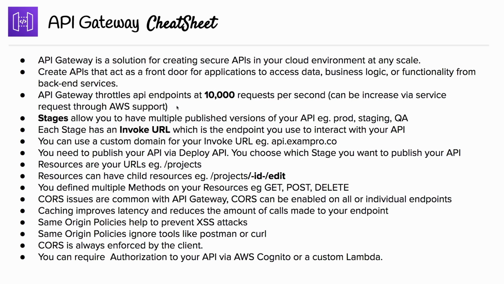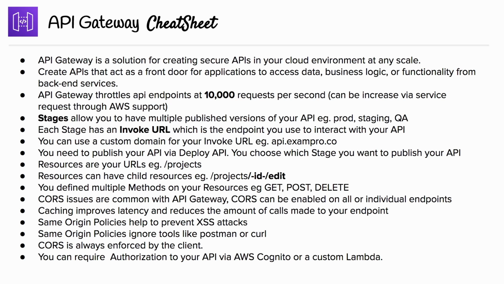Stages allow you to have multiple published versions of your API, so prod, stage, and QA. Each stage has an invoke URL, which is the endpoint you use to interact with your API. You can use a custom domain for your invoke URL, so it could be api.exampro.co to be a bit prettier. You need to publish your API via the deploy API action. You choose which stage you want to publish your API to, and you have to do this every single time you make a change. It's annoying, but you have to do it.